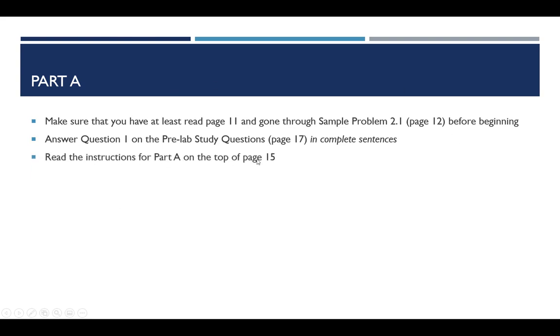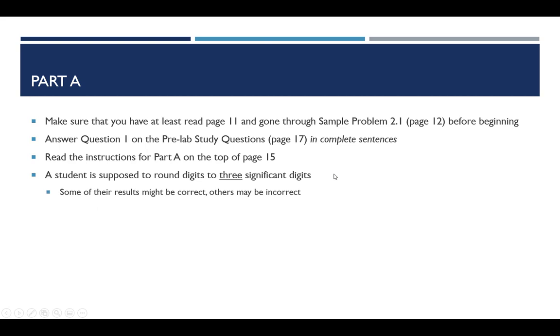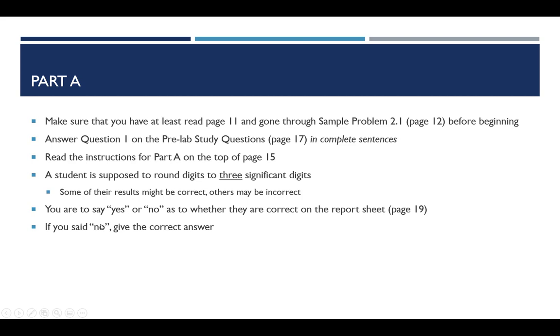Read the instructions for part A on the top of page 15. That is the procedures section. And the way these instructions work is that you're going to be given some values where a student was supposed to round 4 different numbers to 3 significant digits. So all of the values that you see should have 3 significant digits. And some of their results might be correct and others might be incorrect. So what you're supposed to do with that table is say yes or no as to whether or not they're correct, and that's on page 19 of the report sheet. And if you say no, you need to give the number rounded correctly.